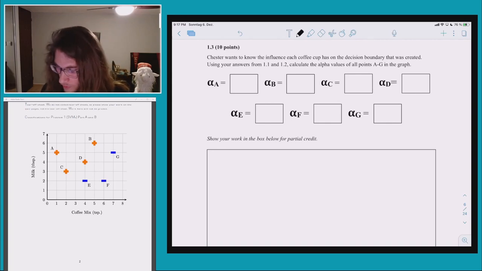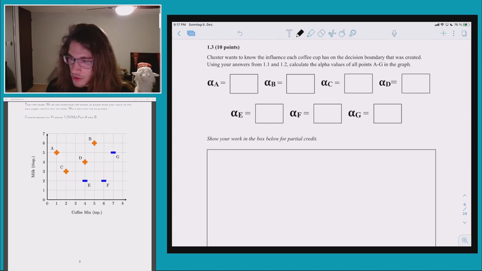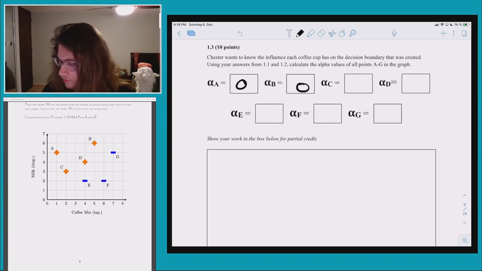So the first thing to know about the alpha values is, because they are a measure of how much a particular point supports the decision boundary, if a point is not a support vector, it doesn't support the decision boundary, and its alpha value is 0. So I can just go ahead and give a 0 to the following points, which are not support vectors.